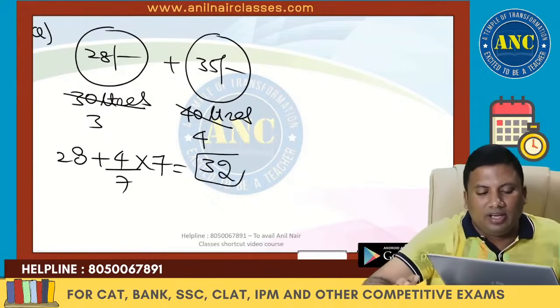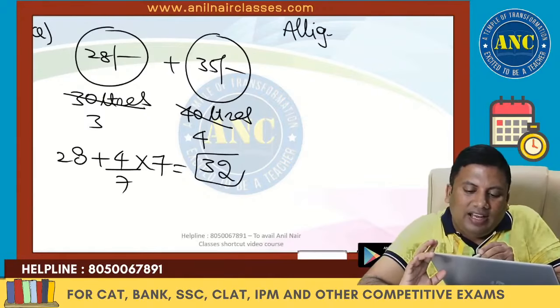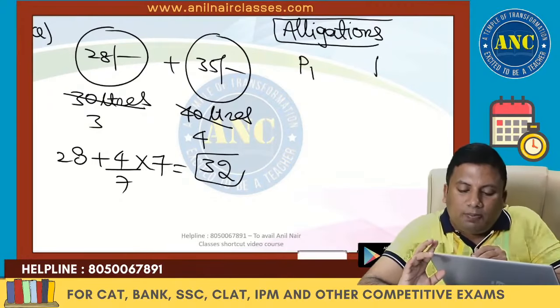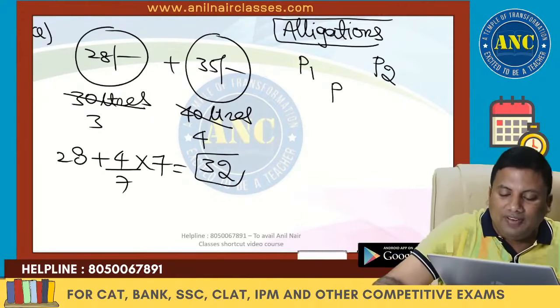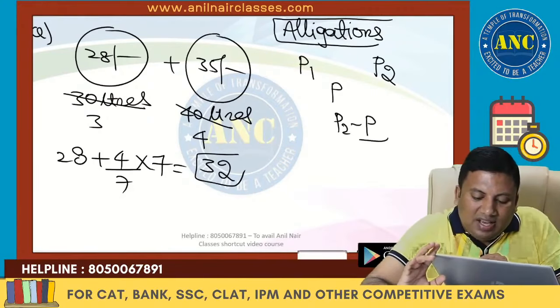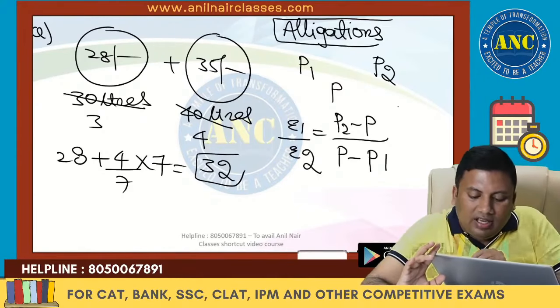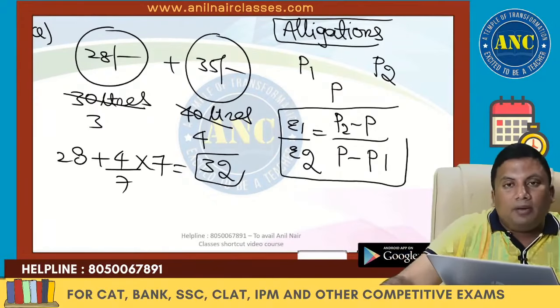Actually, what I am doing is, see here, I am using the concept of allegations inherently without even showing you. What is that concept? Lowest is P1, highest is P2. Average always lies between lowest and highest. Highest minus average by average minus lowest is nothing but the ratio in which it is combined. Q1 by Q2 is equivalent to P2 minus P by P minus P1.